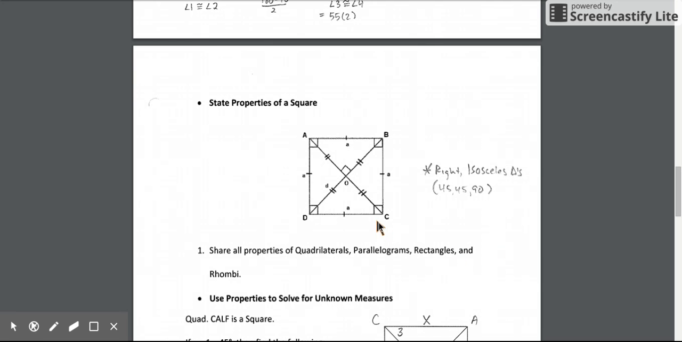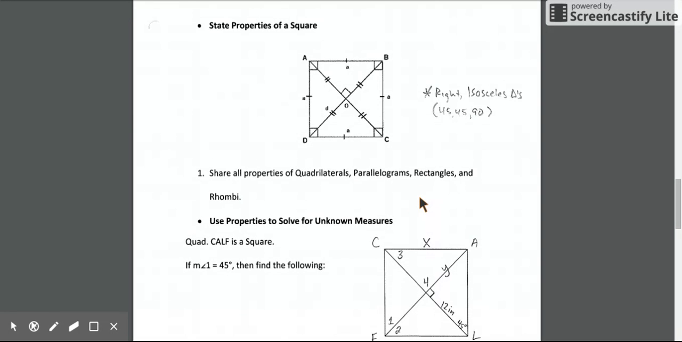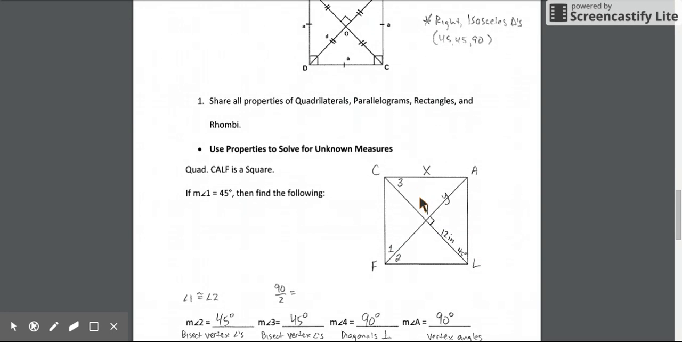In addition to all of that, the triangles that make up a square are actually right isosceles triangles, which we know as 45, 45, 90 right triangles. So we can also use those properties to help us solve a square. So lots going on in a square. Let's see if we can use all those properties to solve for some unknown measures.